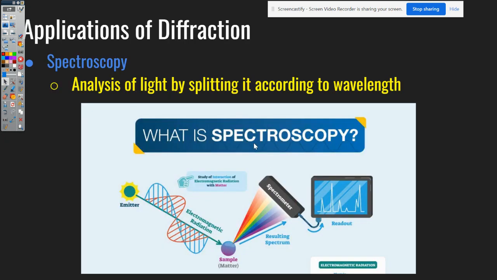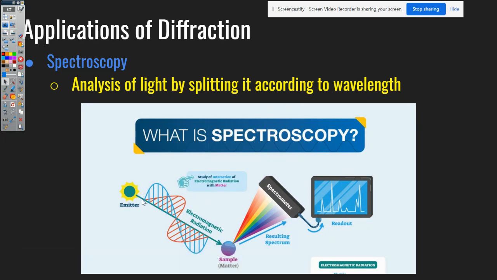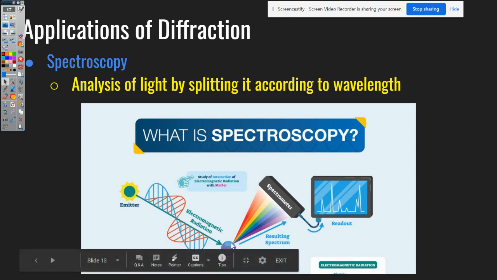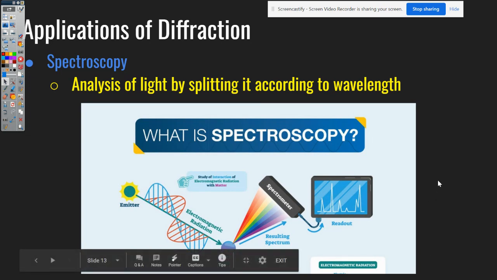So here's spectroscopy. It's the analysis of light by splitting it according to wavelength. They're going to use a spectrometer. Basically, you have an emitter. This is an object, and the light is going to bounce off of this sample. Then we're going to be able to see, based on these peaks, what exactly our emitter is or what it contains.